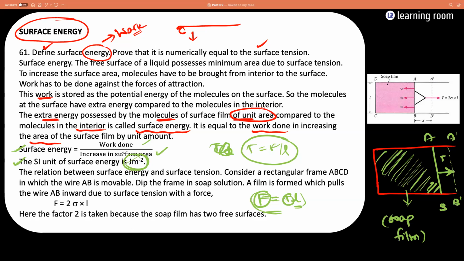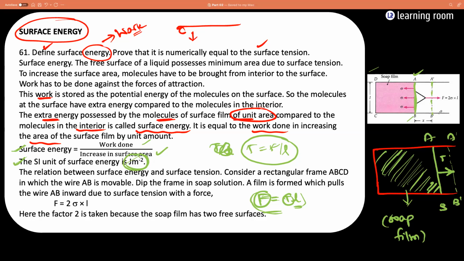The next question is about the relation between surface energy and surface tension. Because what did they ask? Prove that it is numerically equal to the surface tension. So the relation between surface energy and surface tension is like this. Consider a rectangular frame ABCD, which is dipped in a soap film and taken out. The part AB is movable, and it can move from AB to A dash, B dash.